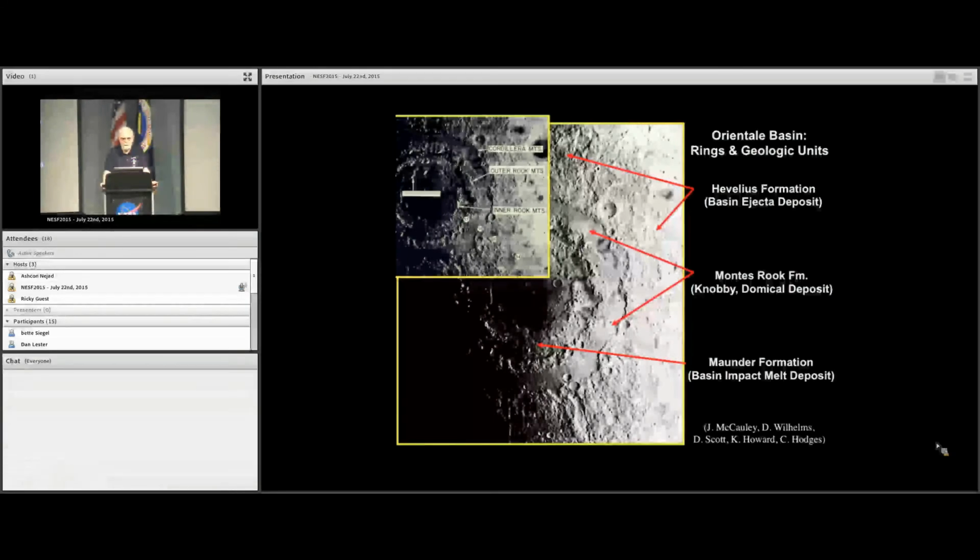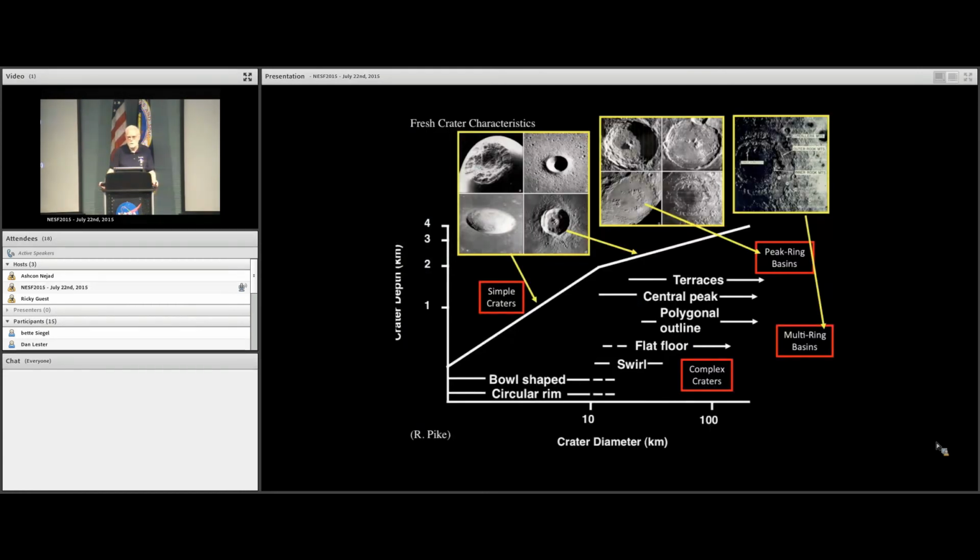So for example, we know that it has three basin rings, the Cordillera, the Outer Rook, and the Inner Rook Mountains. We also know that the major ejecta deposits surround it, the Hevelius Formation, that impact melt coats the interior. Lunar mare volcanism, secondary crust also modifies it, but not to the extent as the other basins. So that's why we can go in here and really look at the impact melt. In addition, there's this intervening facies, the Montes Rook Formation and Maunder facies of uncertain origin.